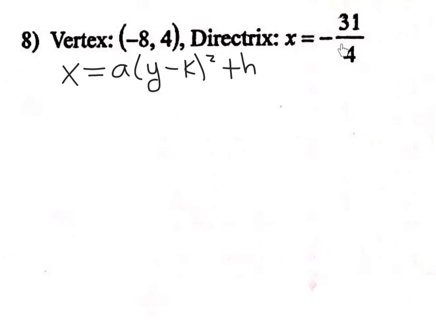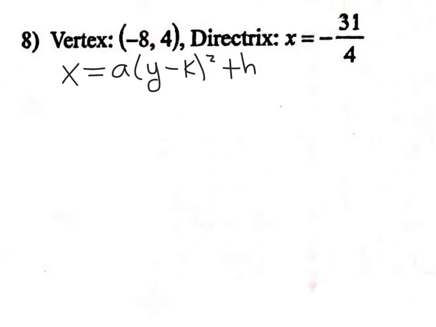So if my directrix is located where x equals -31/4, that means that I have a vertical line going through x equals -31/4. This also tells me that my parabola is going to be opening right or left. Now, if it's positive or negative depends on whether this directrix is bigger than or less than this -8. Now, since my directrix is less than -8, I'm going to be having a parabola that opens to the left.